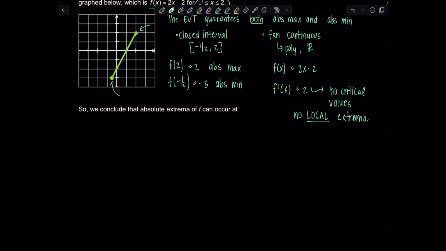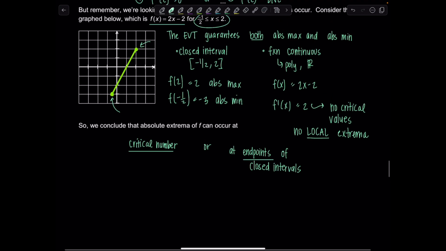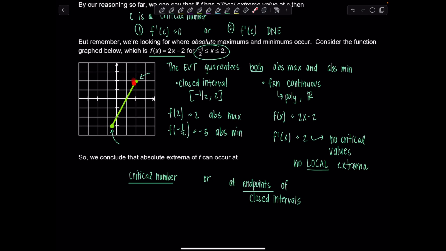The absolute extrema of f can occur at a critical number or at the end points of closed intervals. Yes, end points of closed intervals. Look at where this absolute max occurred. It was at the end point. Where did this absolute min occur? At the end point. So absolute extrema can be at endpoints.